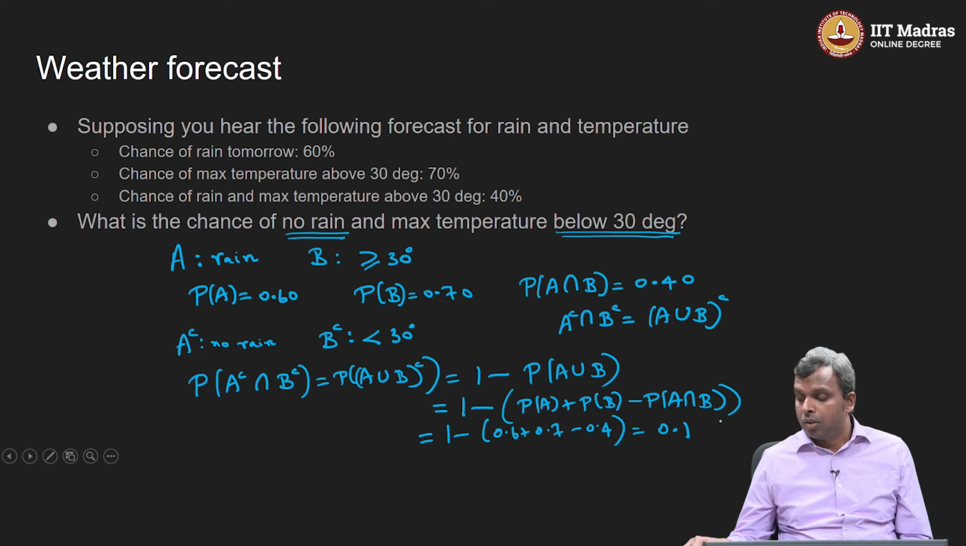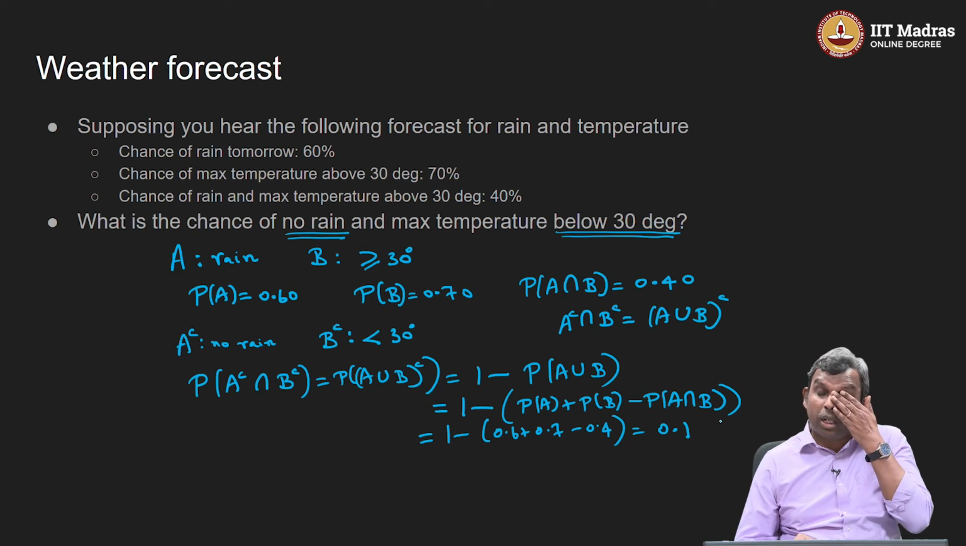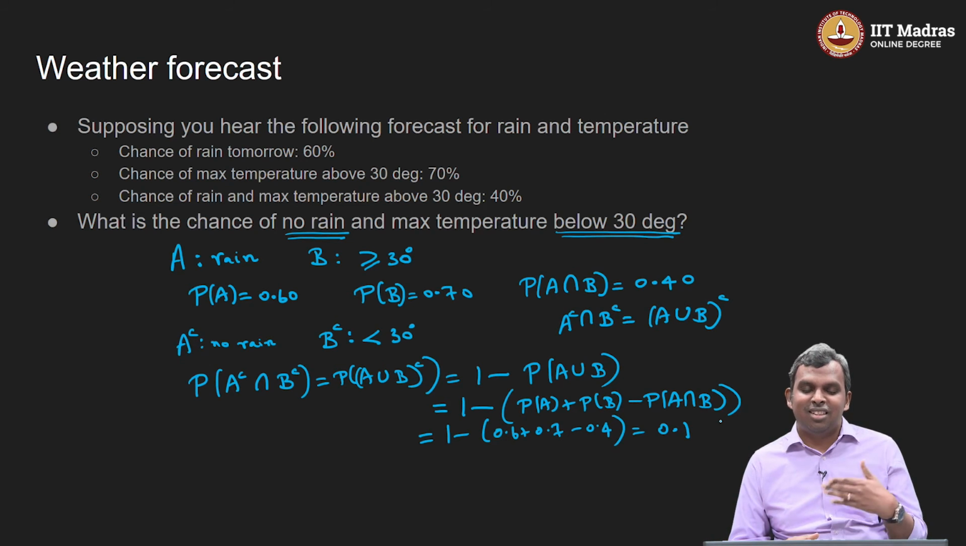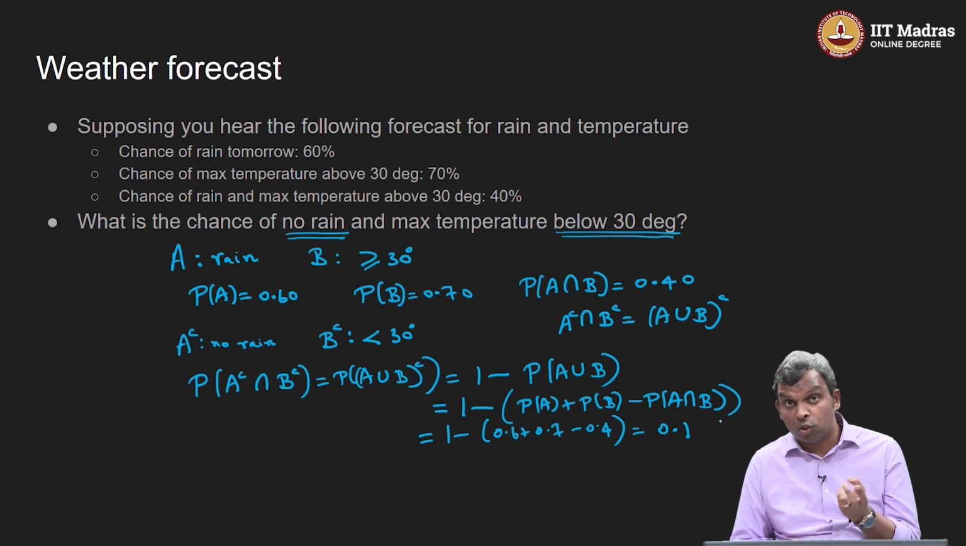So once again a very simple example. I have been talking about how you have to go back and forth between events and English, and this is a simple example of that. So you have weather forecast which gives you the chance of rain and chance of temperature being above a certain number, and the intersection also, both can happen, and then you are able to compute some very interesting things like A complement intersect B complement, etc., etc.